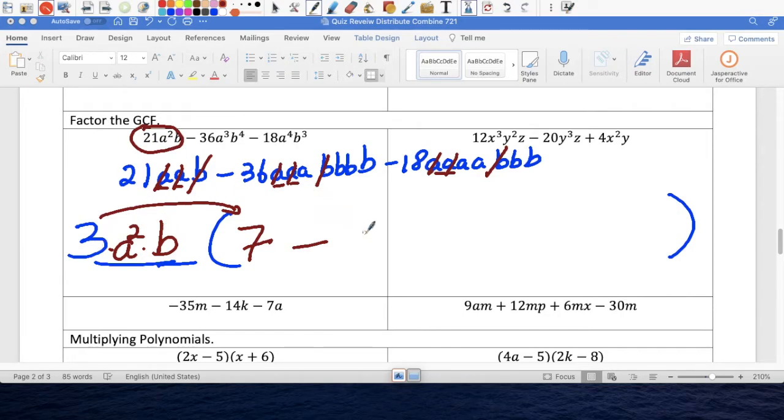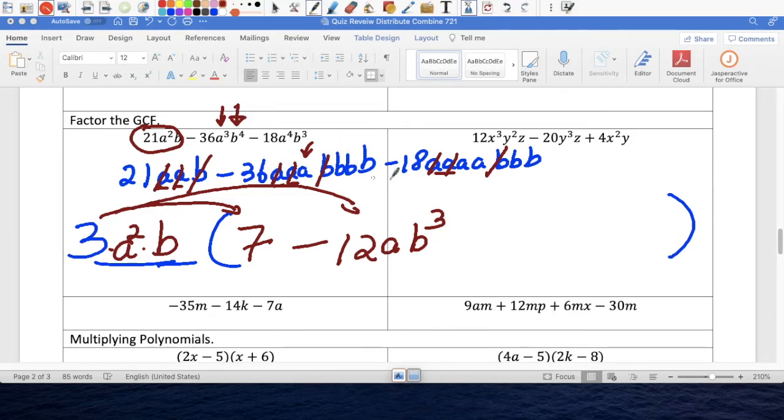3 times what's 36? It's 12. How many a's haven't been used here? It's 1a, right? There's one right here, and 3 b's here, so that'd be b cubed. Now, you can confirm this by, again, doing the distributive property. 3 times 12 is 36. A squared times a gives me a cubed over here, and b times b cubed gives me b to the 4th power. So that one also checks.